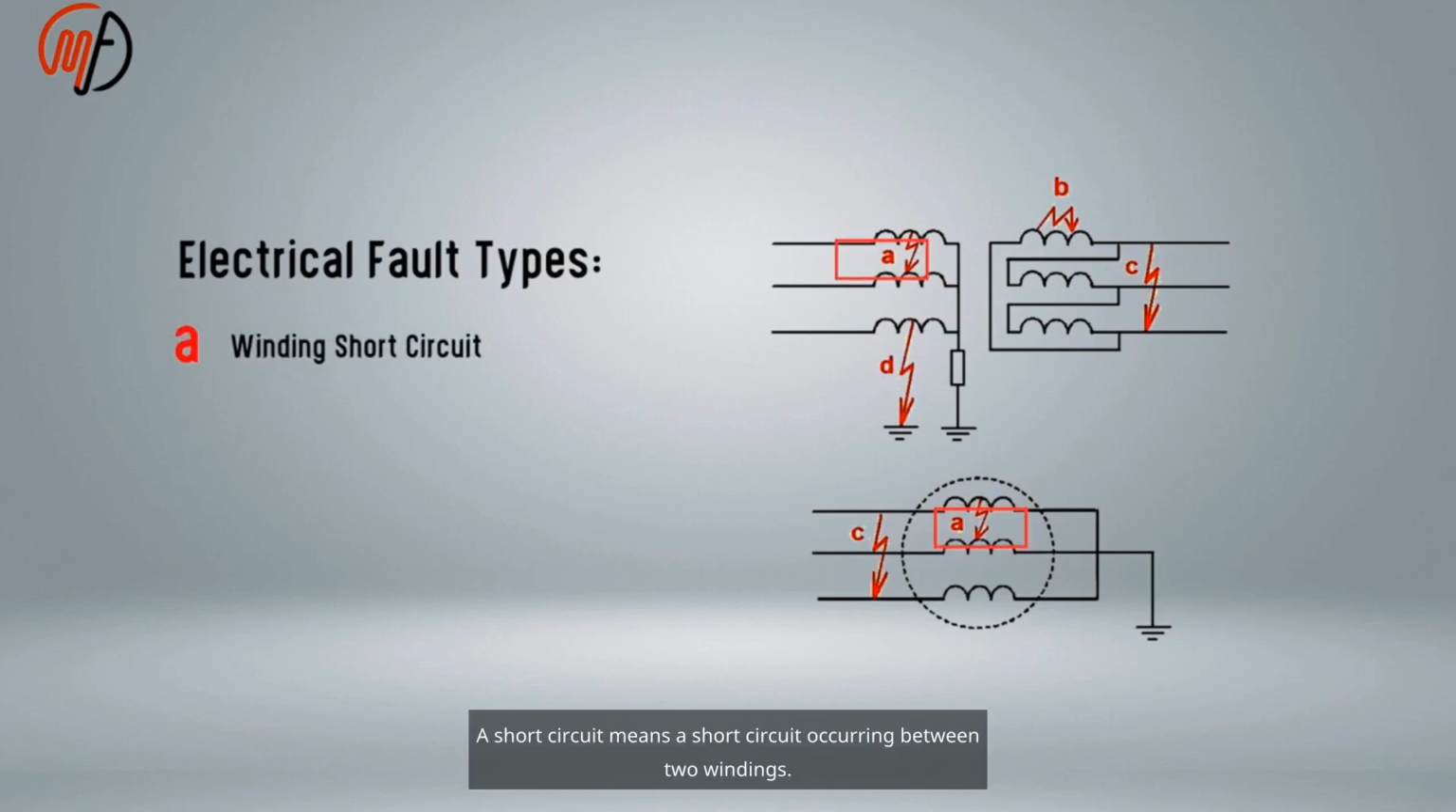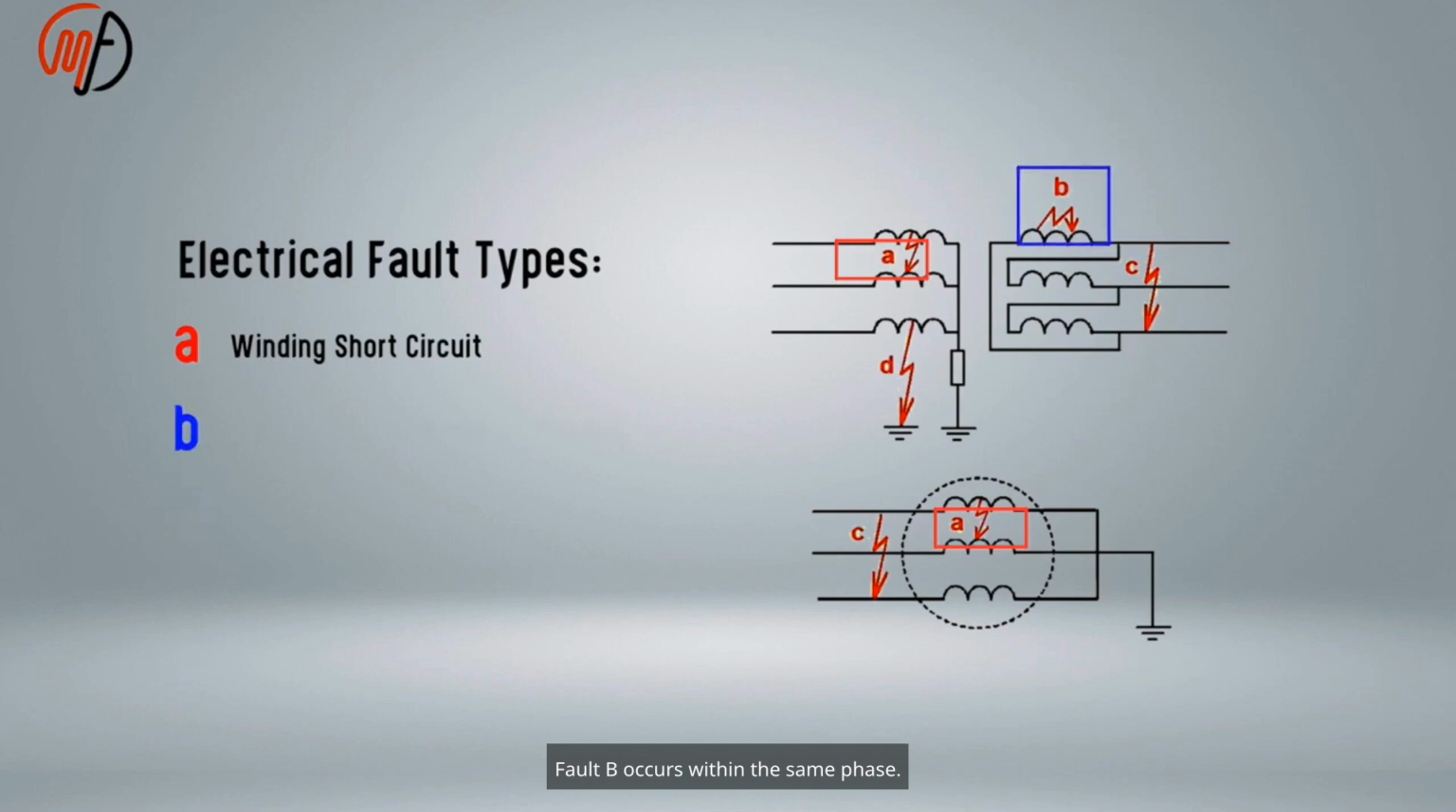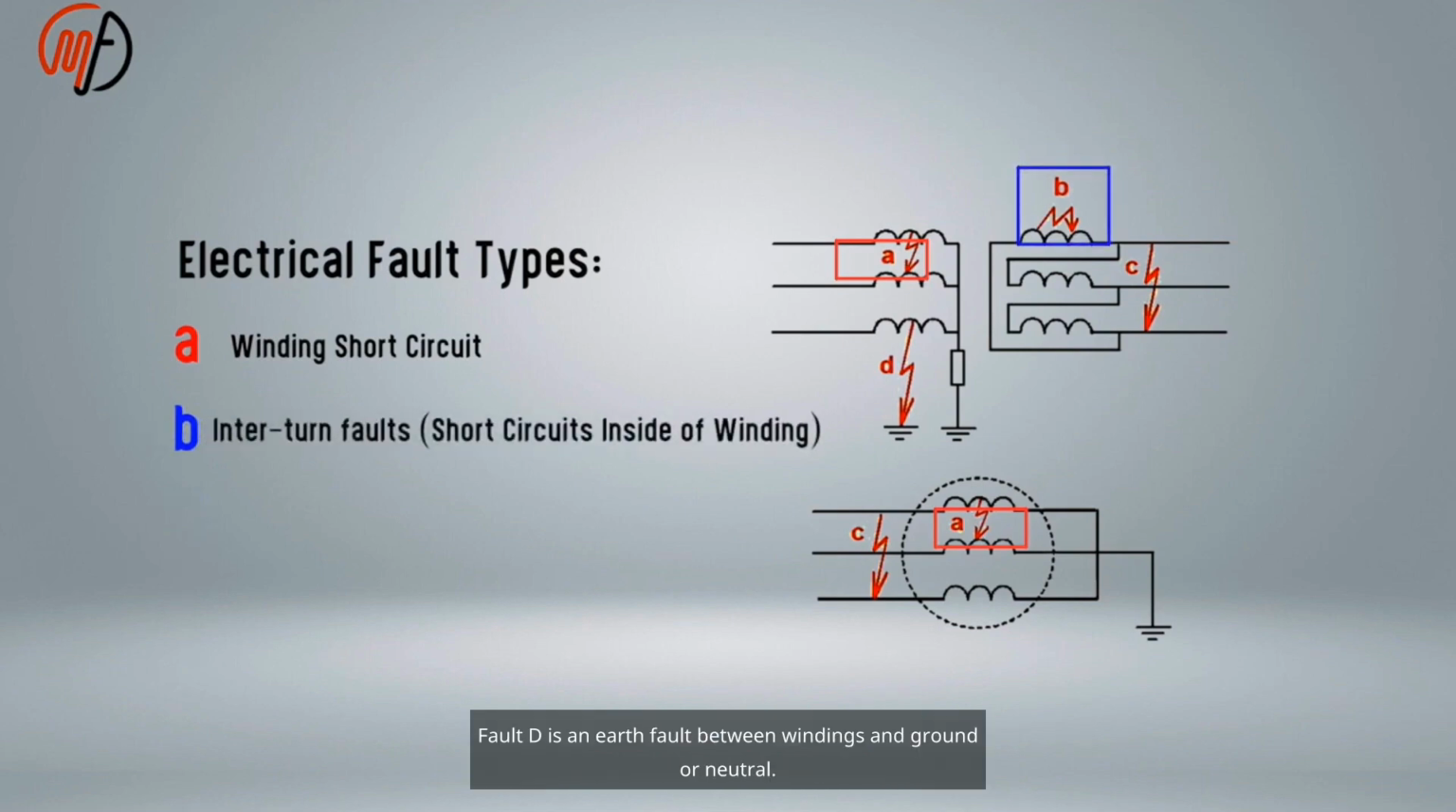Fault A is a short circuit occurring between two windings. Fault B occurs within the same phase. Fault C is a short circuit outside. Fault D is an earth fault between windings and ground or neutral. Core faults occur due to eddy currents causing heating, especially at connection bolts.